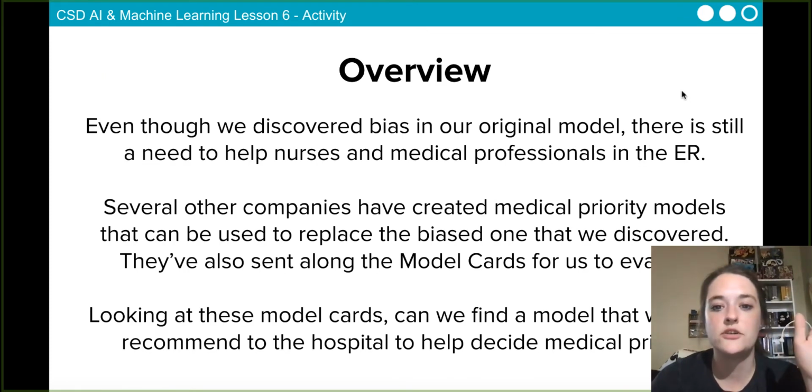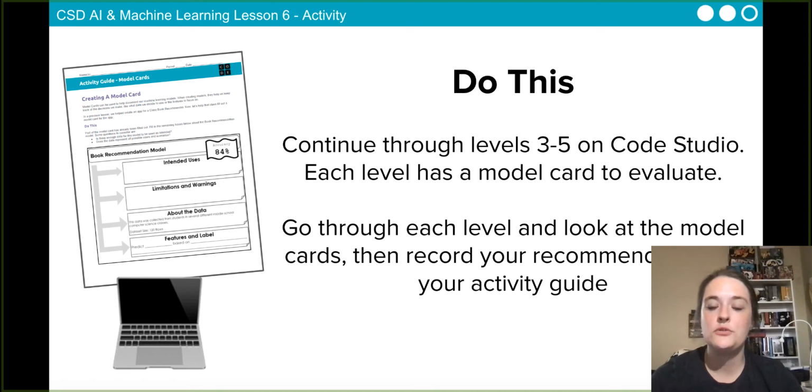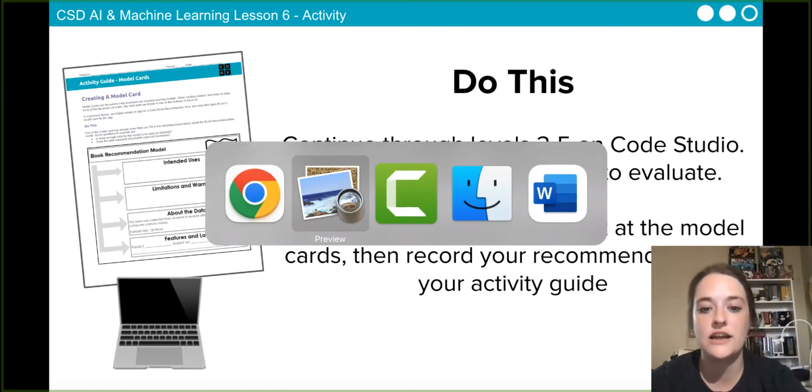Even though we discovered bias in our original model, there is still a need to help nurses and medical professionals in the ER. Several other companies have created medical priority models that can be used to replace the biased one that we discovered. They've also sent along the model cards for us to evaluate. Look at these model cards and let's see if we can find a model that we would recommend to the hospital to help decide medical priority. So we're going to continue levels 3 through 5 on code.org. Go through each level and look at the model cards, then record your recommendation on your activity guide.